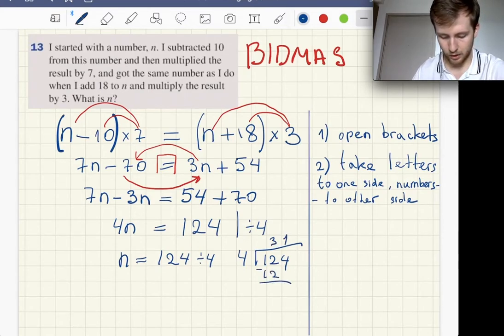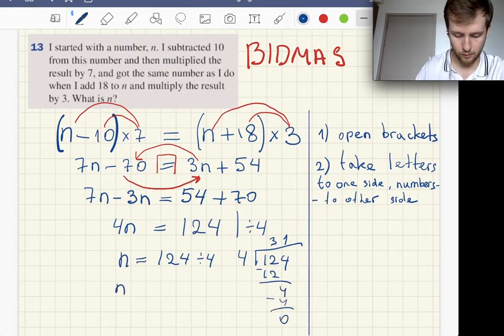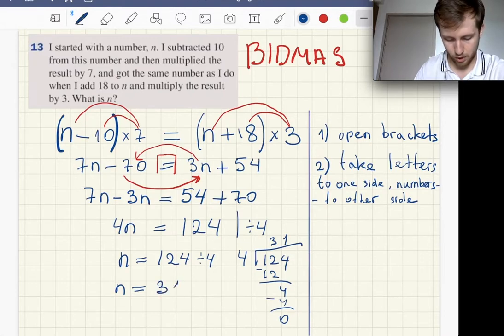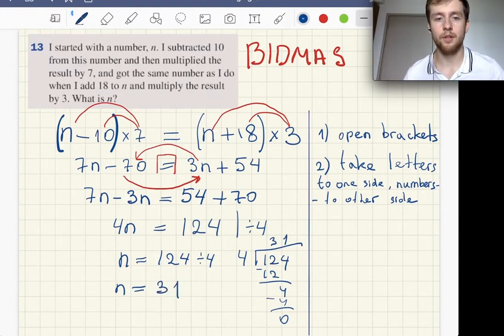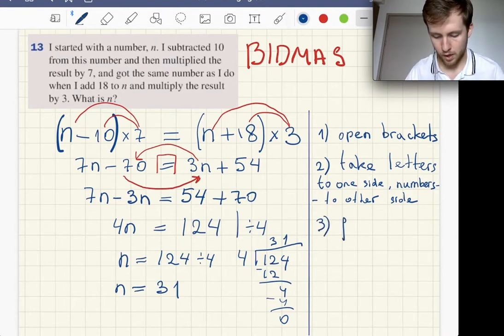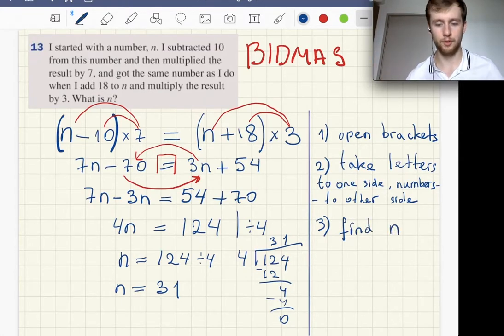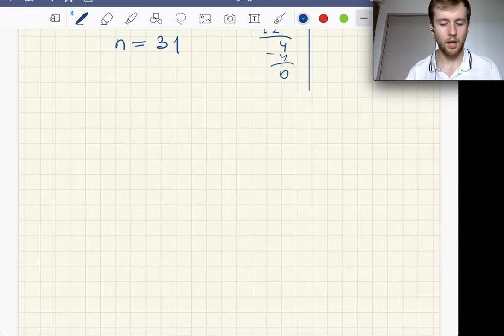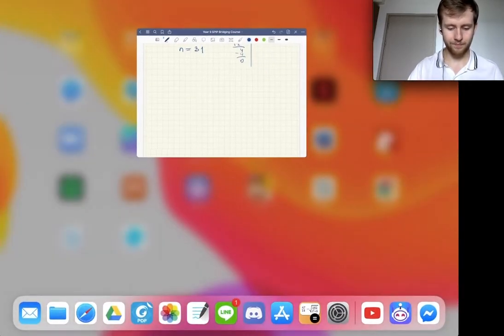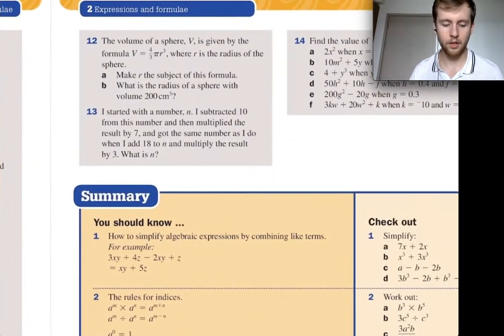I did it quickly, I guess. So the answer is 31, n is equal to 31. That's the answer to this question. And then the third action, of course, is find n. Only 3 steps to solve this problem. Okay, I hope it makes sense to you. Let's get to the next one.